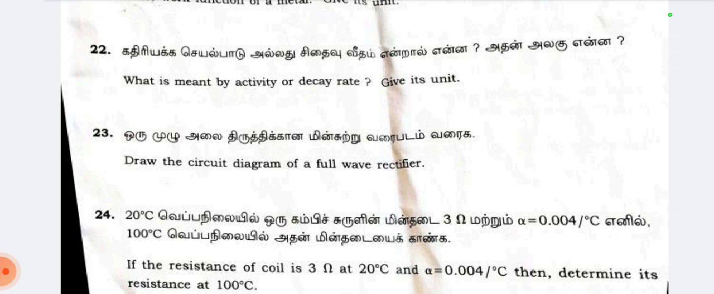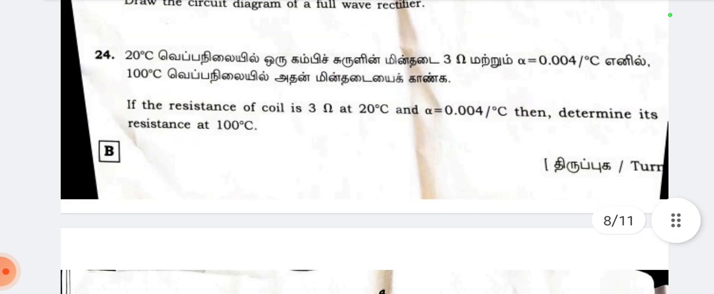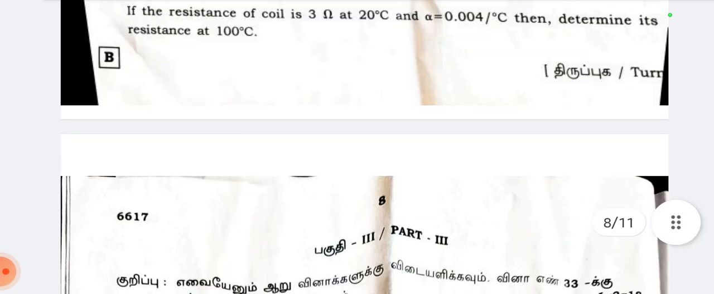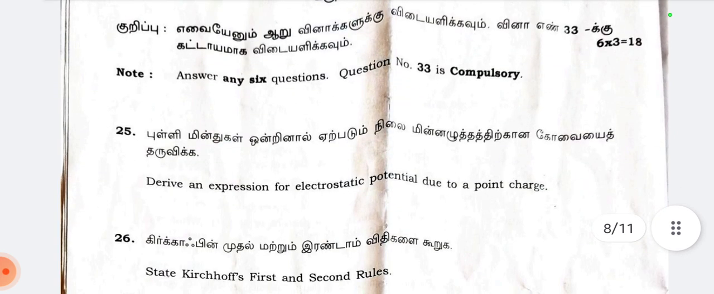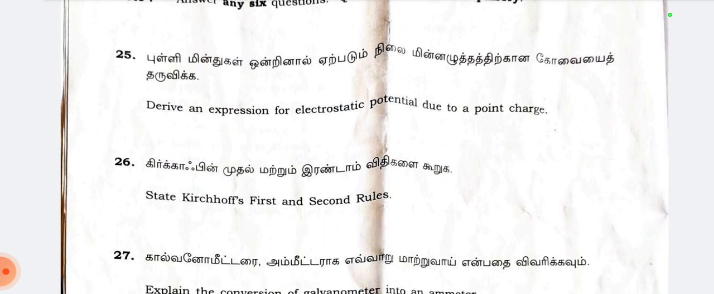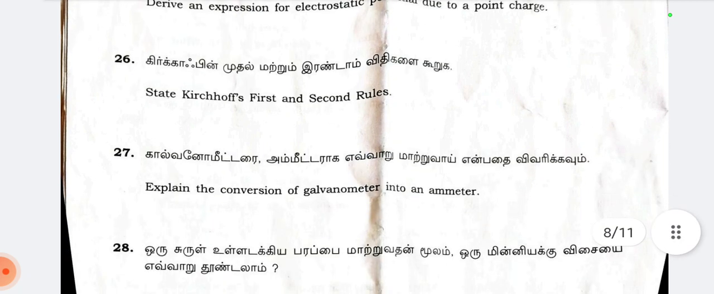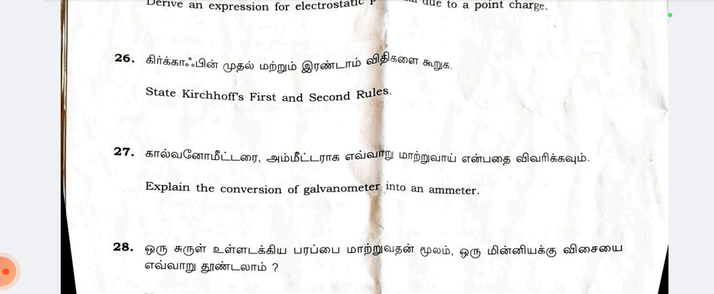23rd question, draw the circuit diagram of a full wave rectifier. 24th question, if the resistance of a coil is 3 ohm at 20 degrees Celsius and alpha is equal to 0.004 per degree Celsius, then determine its resistance at 100 degrees Celsius. Then part 3 questions. 25th question, derive an expression for electrostatic potential due to a point charge. 26th question, state Kirchhoff's first and second rules.